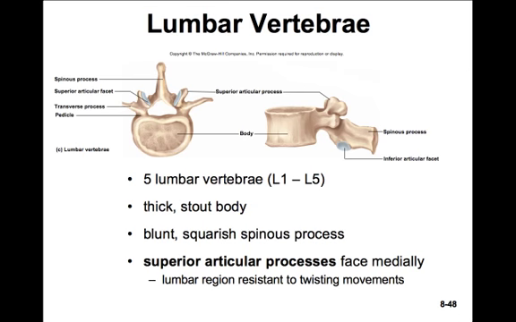We'll see that the superior articular processes face much more medially, and the inferior articular processes or facets will face more laterally. This allows the lumbar region to resist as much twisting as we might see possible in the thoracic region.